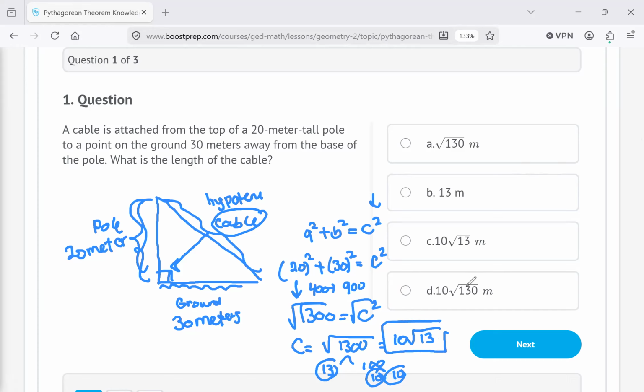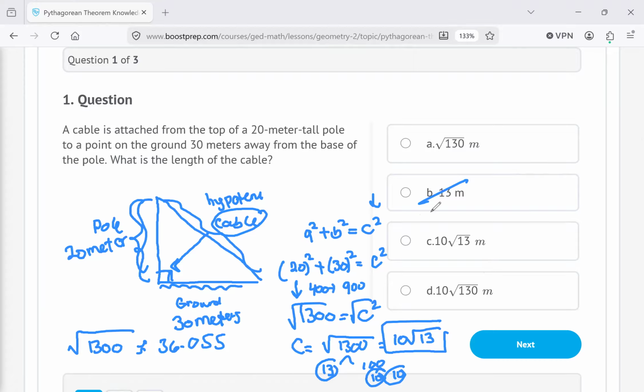Now, what if you didn't know how to simplify 1300? It's still multiple choice, and what you could do is put it in the calculator. If you forgot how to simplify this, put the square root of 1300 in the calculator and you get 36.055, right? Now what you would do is test each one. If it gives you close to 36.055, that would be the one. So automatically it's not B, because we want 36.05.